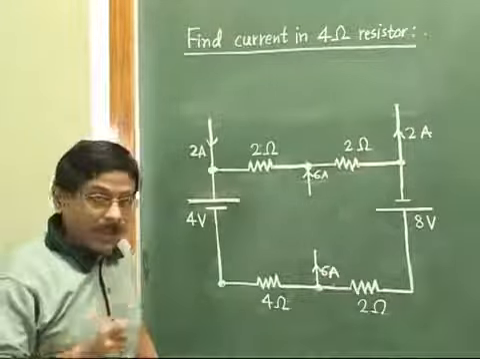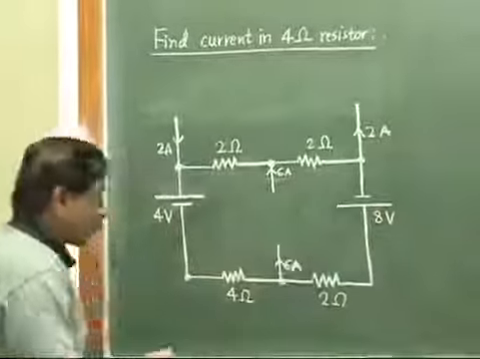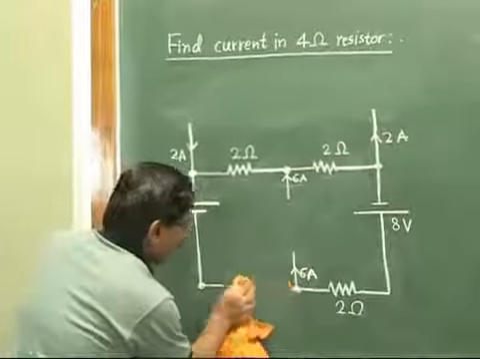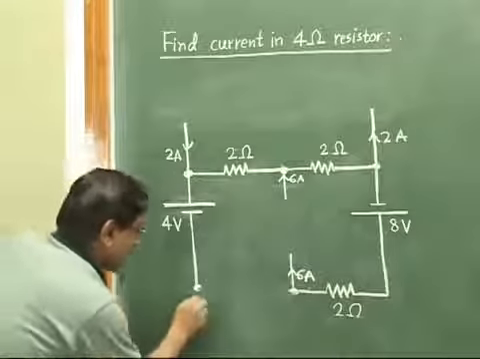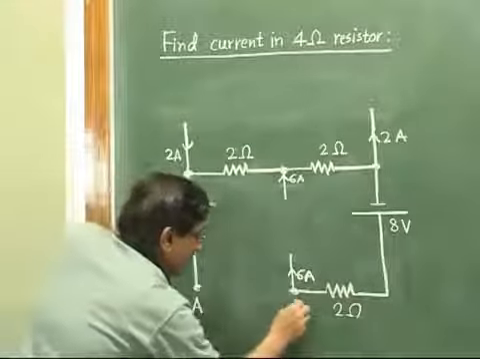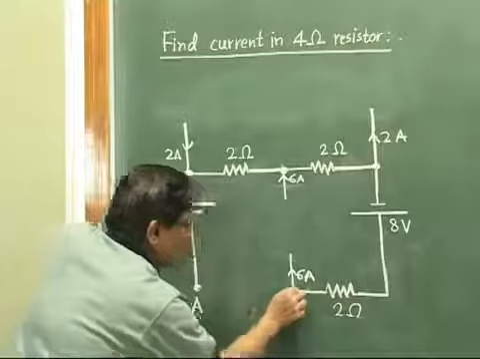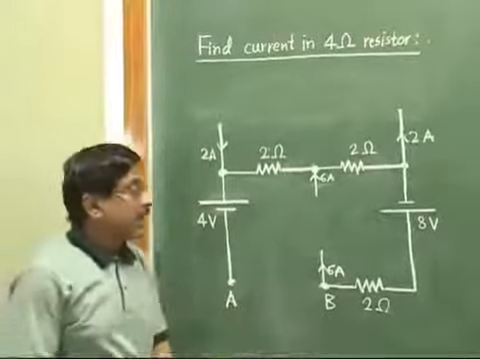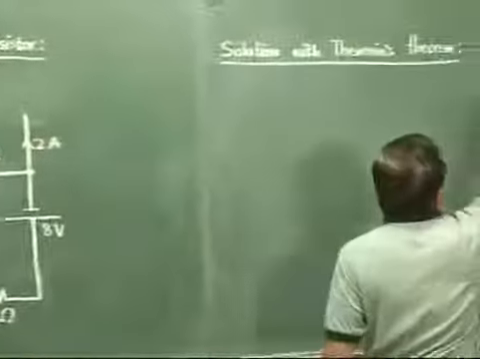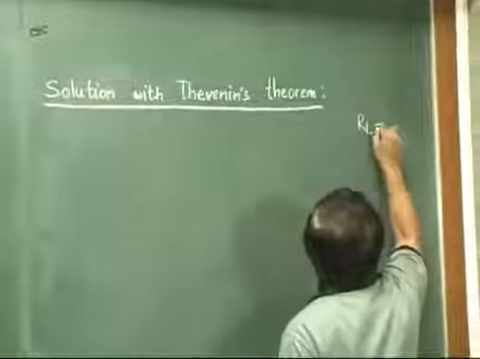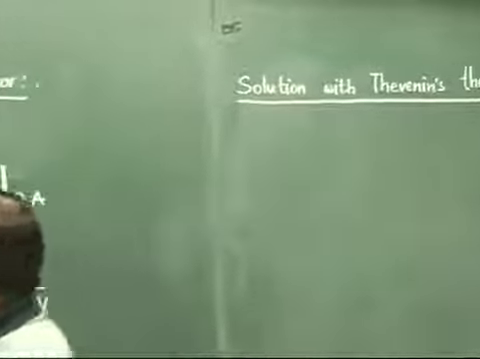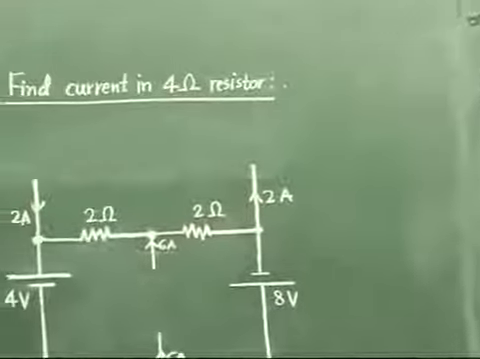Now we want to find out current in this 4 ohm resistor. So our first step would be just to remove this resistance from this circuit, and whatever open terminals we get, those points we will mark conveniently, say letters A and B. So these were the end points of that load resistor, and we have marked them as A and B, and here in this corner we will write our load resistance is 4 ohm. So the first step is over in Thevenin's theorem. Now what is the second step in Thevenin's theorem?